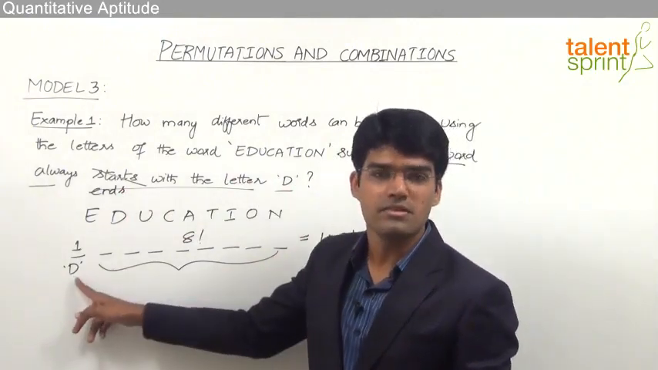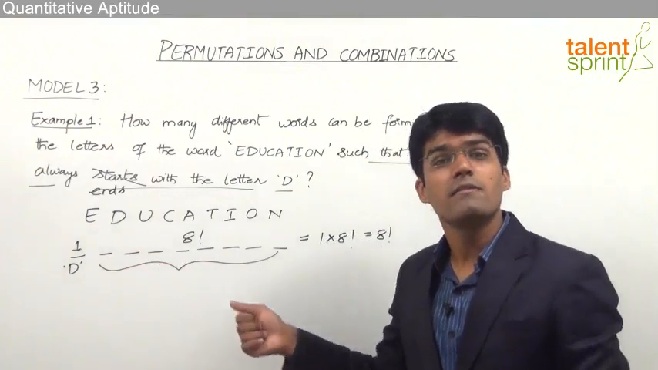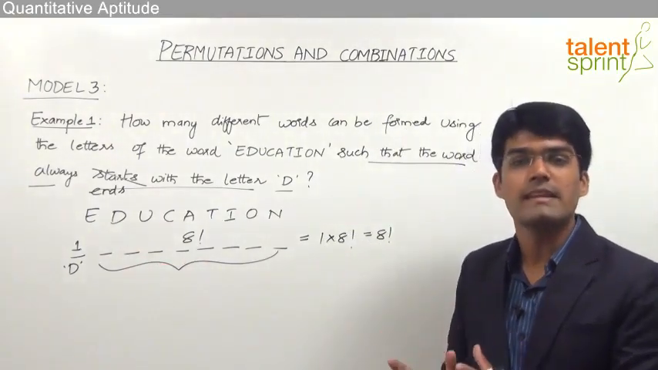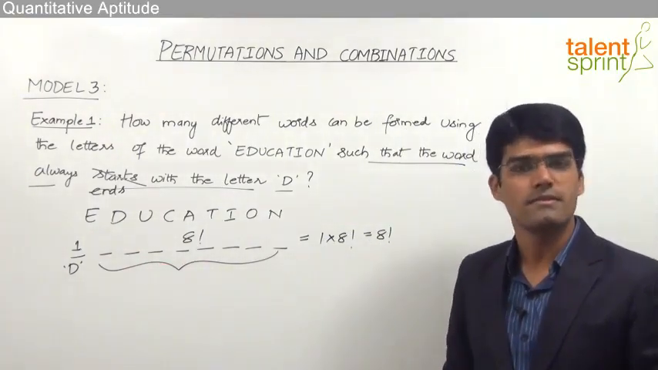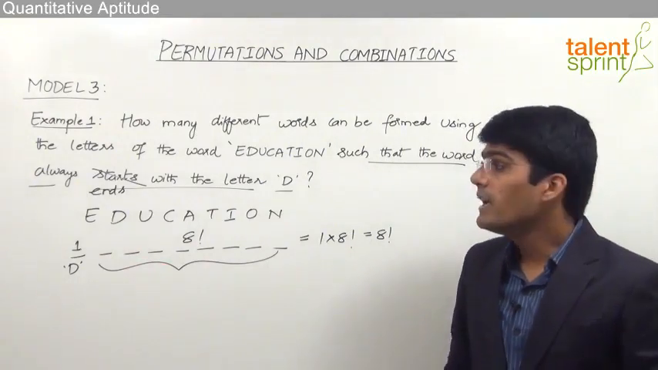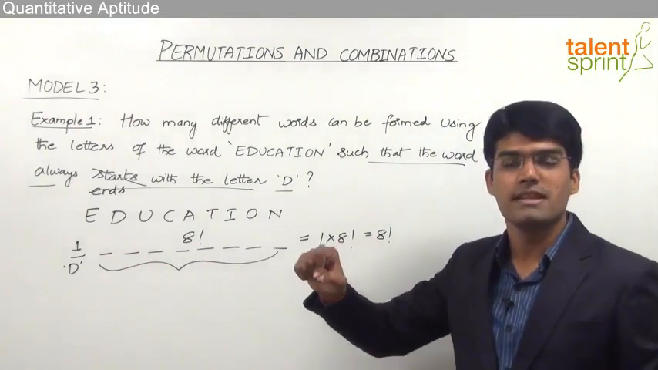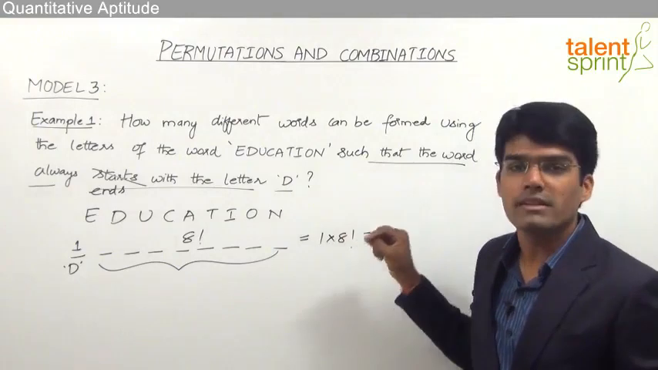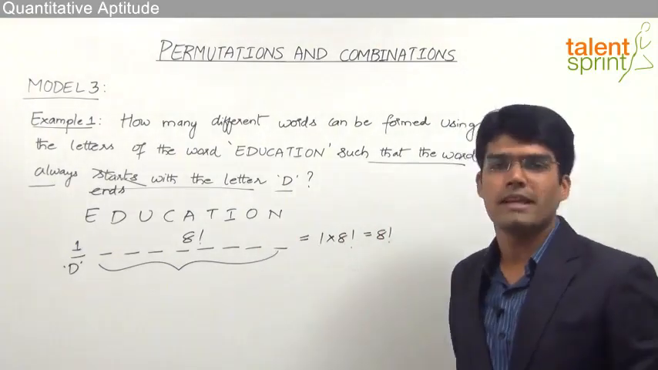But the remaining 8 positions, including the starting one, can be filled in 8 factorial ways. Why? Because there are 8 letters left for the remaining 8 positions. So again, the point to be observed here is that it need not be only the starting position. It can be either the starting position or the ending position or any other position for that matter.